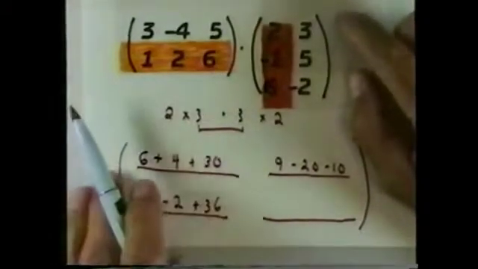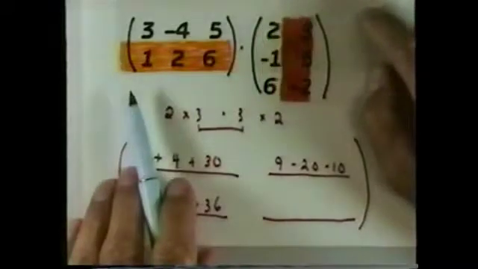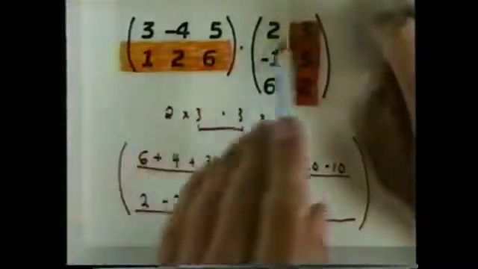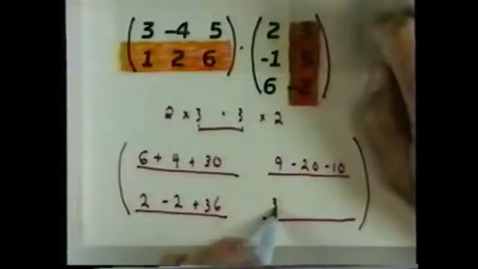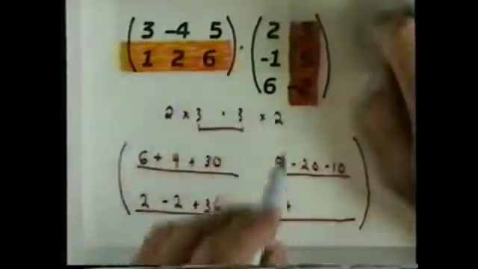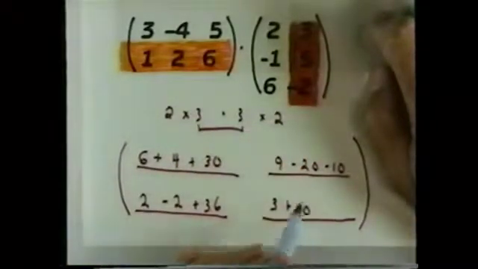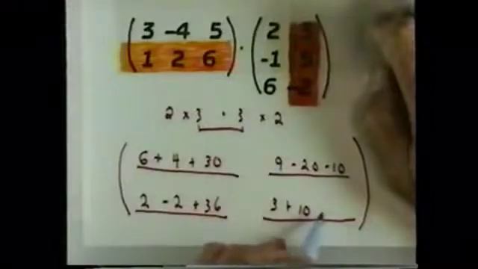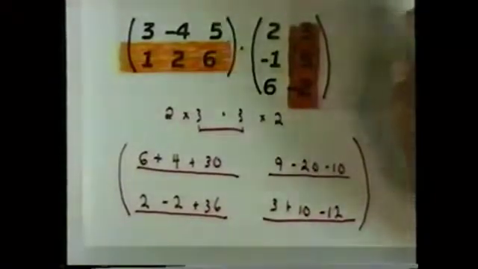Here we have 2, 2. So row 2, column 2. 1 times 3 is 3. 2 times 5 is 10. 6 times negative 2 is negative 12.